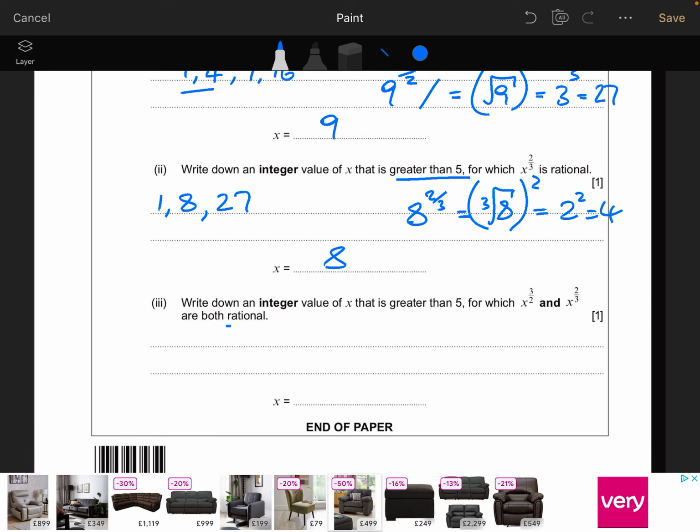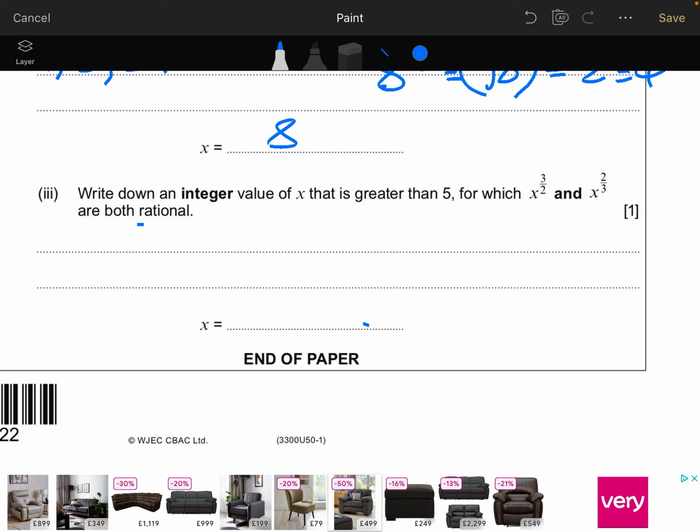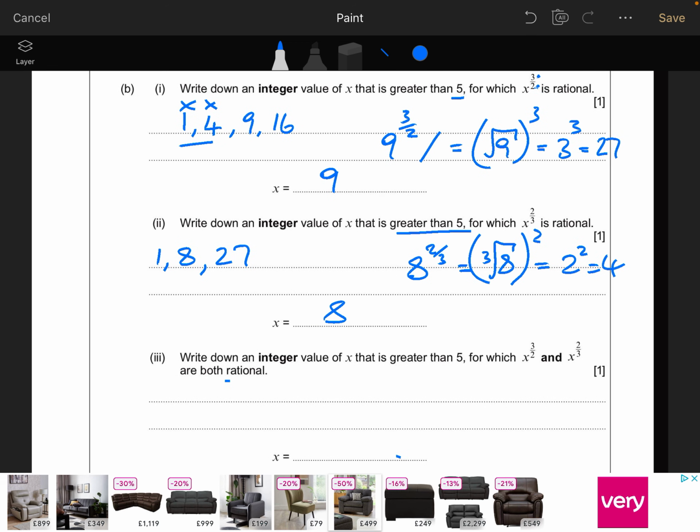Okay, so write down an integer value of x that is greater than 5 for which x to the 3 over 2 and x to the 2 over 3 are both rational. Now, these have to be cube numbers and square numbers. The square numbers were 1, 4, 9, 16, 25, 36, 49, 8 squared is 64, 9 squared is 81, and then 100. I want a cube number that is also one of these.